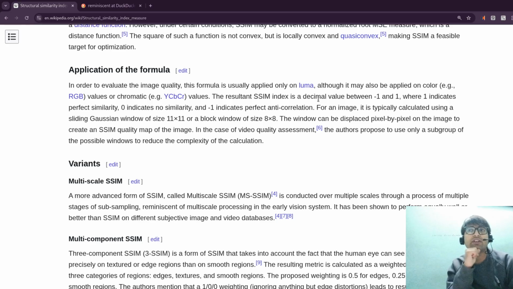For images, it is typically calculated using a sliding Gaussian window of 11 by 11 or a block window of size 8 by 8. This window can be moved pixel by pixel on the image to create the SSIM quality map of the image. In the case of video assessment, the authors proposed to use a subgroup of the possible windows to reduce the complexity of the calculation.